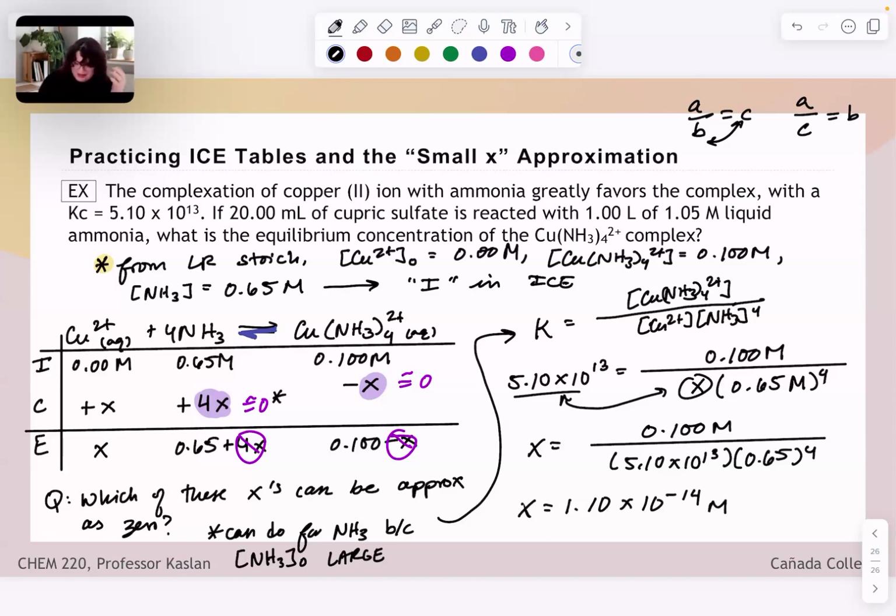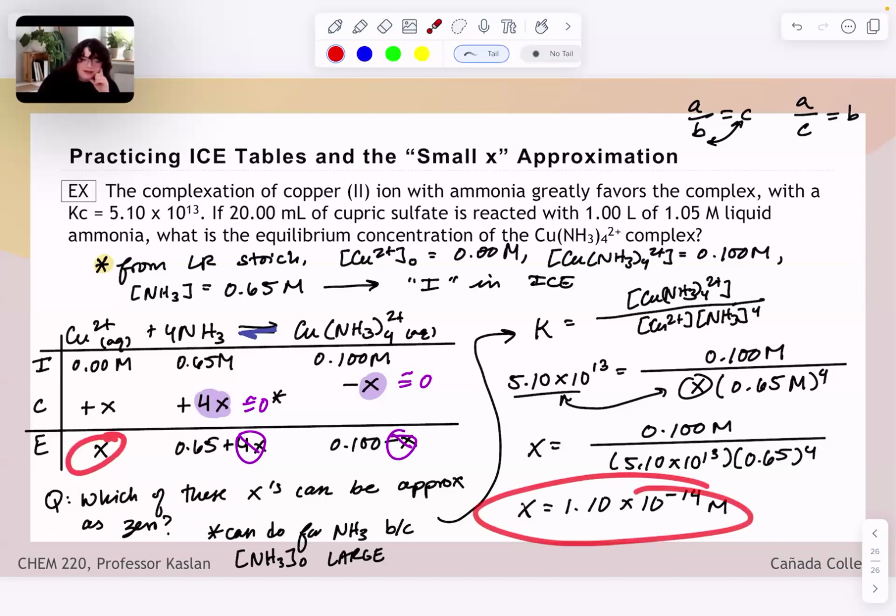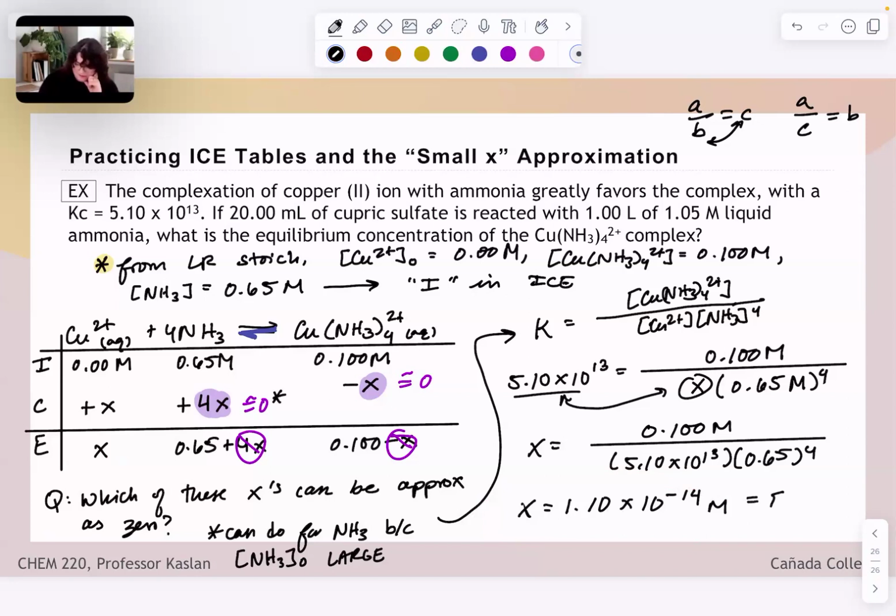Notice this is an insanely tiny amount of copper ion, right? That's what we're saying here, is that this amount is what's present in equilibrium. And you could prove to yourself that if you were to quadruple this and then add it to here, to the significant figures of this problem, it'd be 0.65. So this is the beauty of the small x approximation. I suggest, if you want to confirm this for yourself, that you go ahead and do it the full algebraic way. So you can always verify with the 5% error rule.